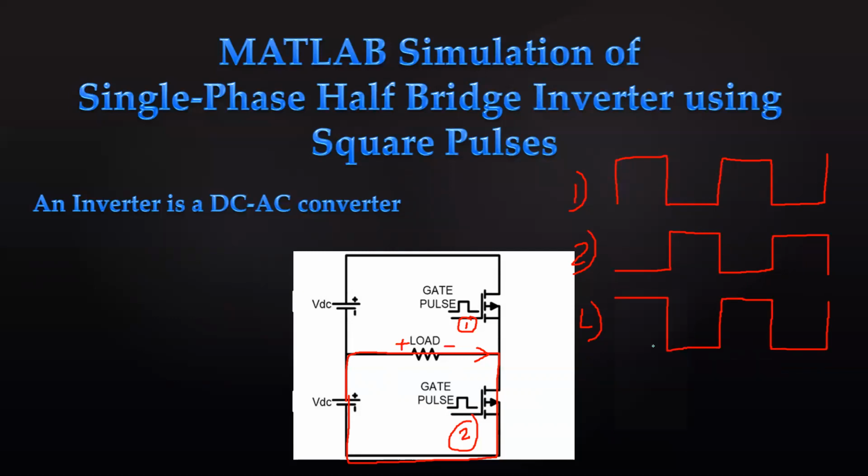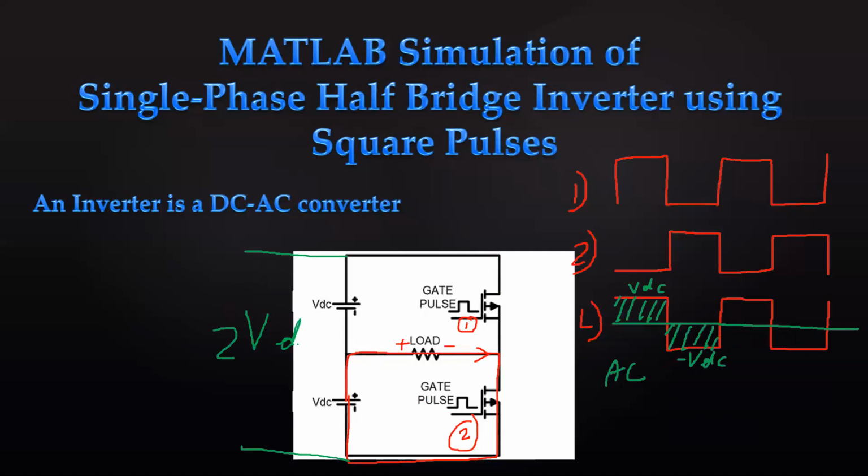And how is it AC? This would be the zero line, right? So the area of the positive cycle is equal to the area of the negative cycle, right? So this is an AC. The input was DC, right? But the magnitude of this would be VDC and minus VDC. But the total input that we are giving across this whole inverter is actually 2 VDC. So we can say that in a half bridge inverter, we are getting 50% output, right? So 50% output we are getting in a half bridge inverter.